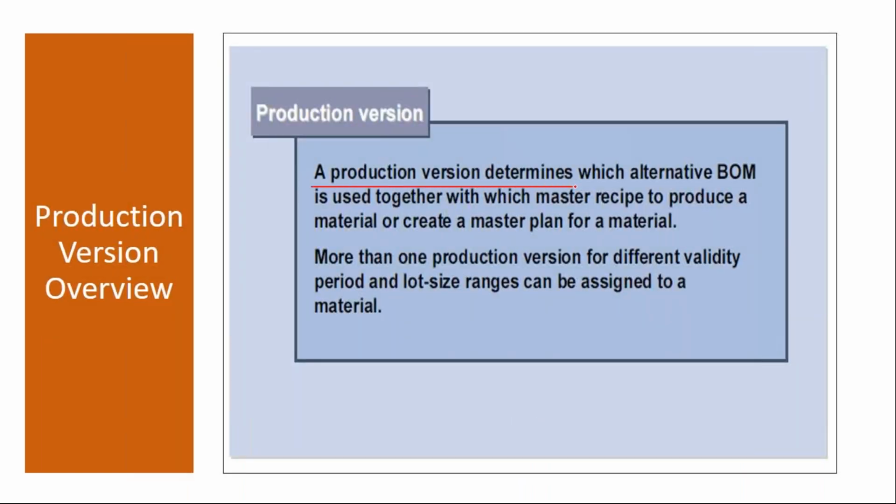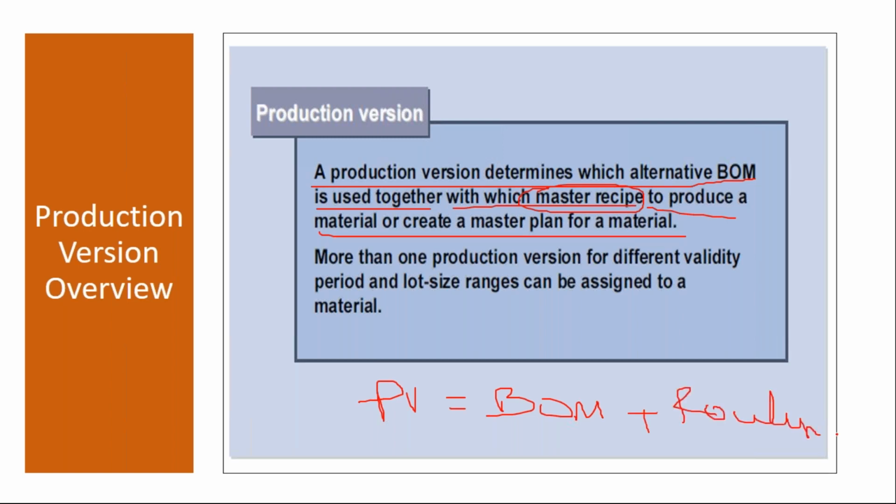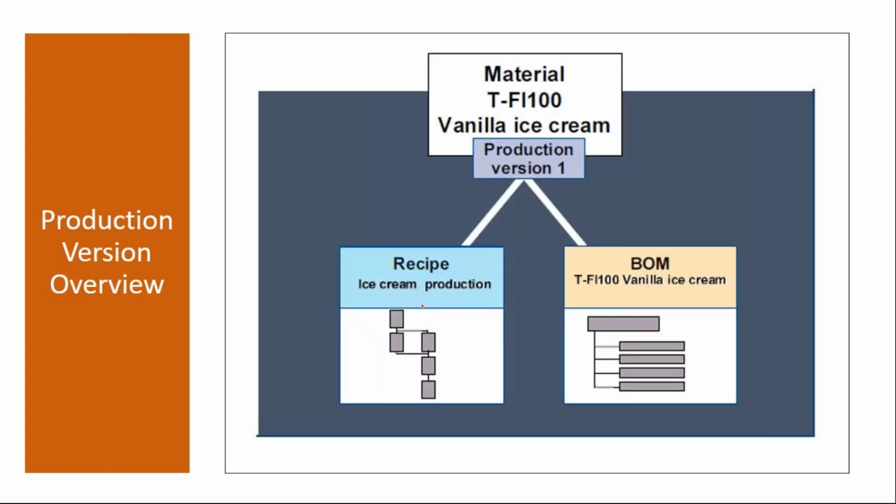A production version determines which alternate BOM is used together with which master recipe or routing task list to produce a material or create a master plan for a material. So production version is a combination of BOM and your routing, your task list basically. You club BOM and the routing in the production version.